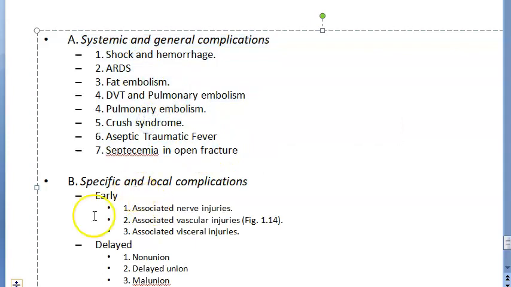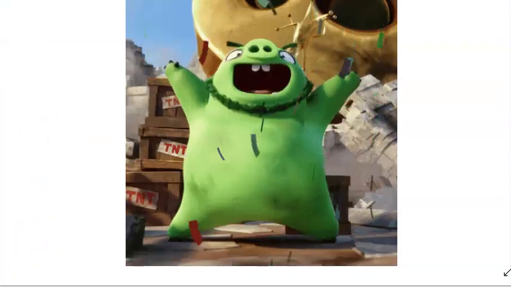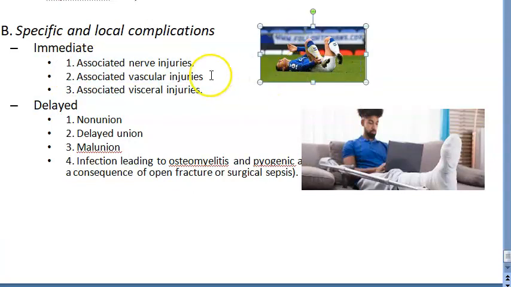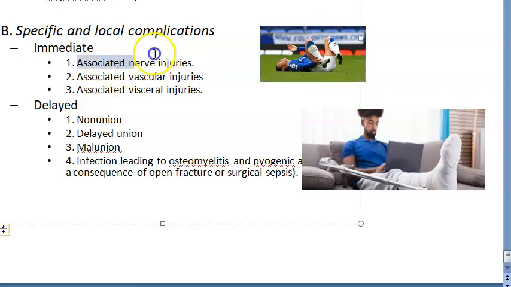Now we will move to local complications. Okay. Local complications, guys. Local can again be immediate and delayed. You can say immediate, as soon as this guy falls, what will happen? He can not just have the fracture, that is the bone or the parts affected with it. It can also happen that he can injure a nerve. He can injure a blood vessel. He can injure the visceral structures.